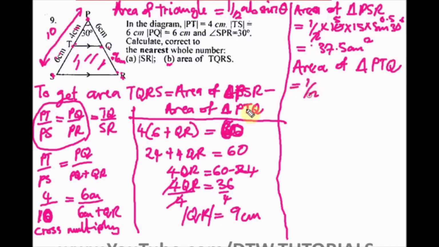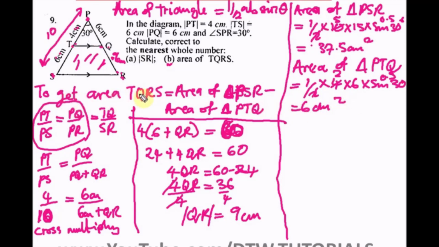The next area is the area of triangle PTQ. Okay, so we have half. What is A? The side A is 4. Half times 4, side B is 6, times sine 30. Okay, 2 here, 2 here will go 2 times. So this is 0.5. So we're left with 2 times 6 is 12, and 12 times 0.5 is 6. So we have 6 centimeters square.